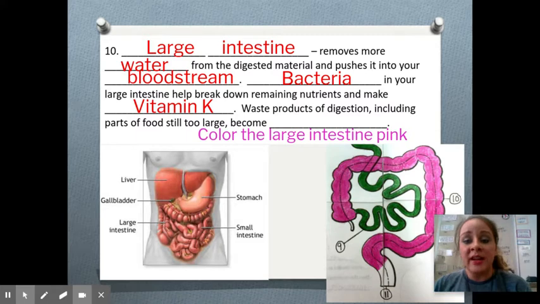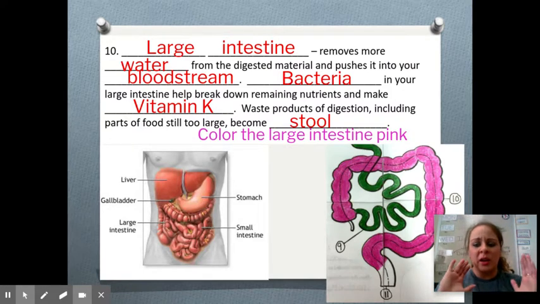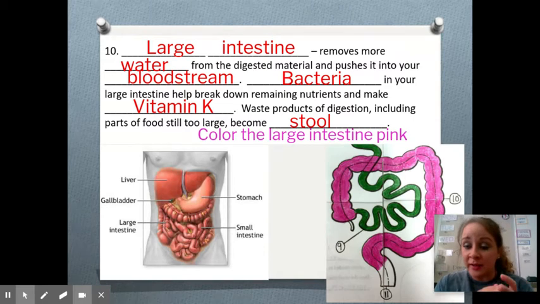Waste products of digestion, including parts of food still too large, become stool. Okay, so this is where all the things that we didn't need to absorb and get nutrients from, they are turned into stool.